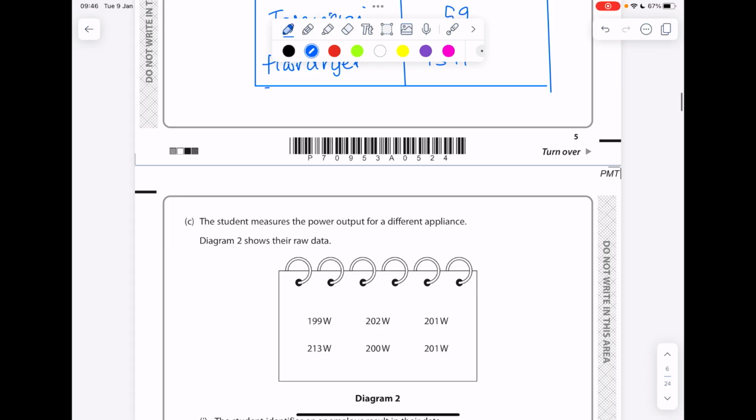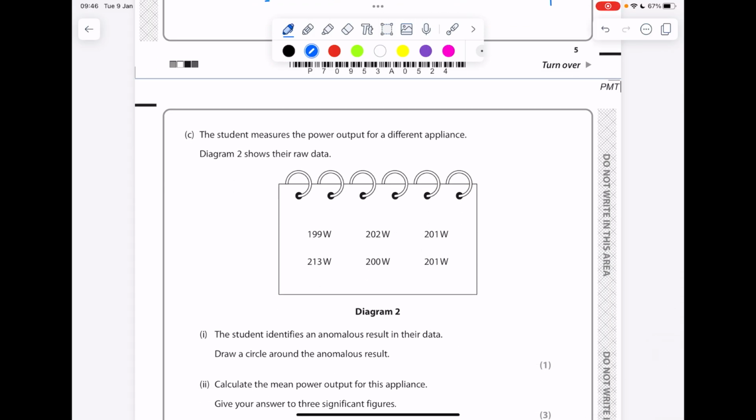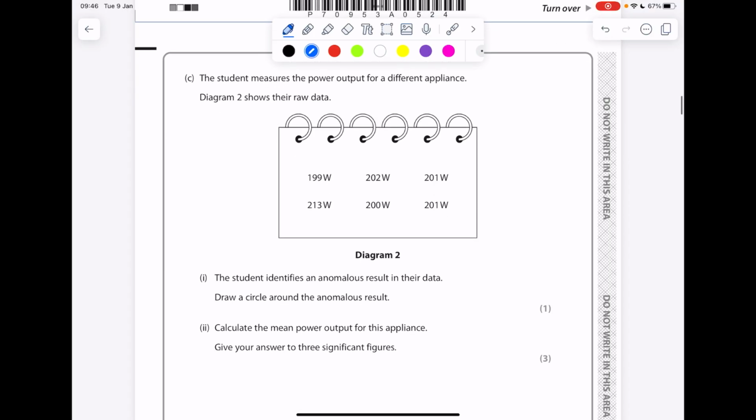The student measures the power output for a different appliance. Diagram 2 shows their raw data. The student identifies an anomalous result, i.e. the odd one out. Draw a circle around this. So they're all around 200, which means that this one here is the outlier at 213 watts.